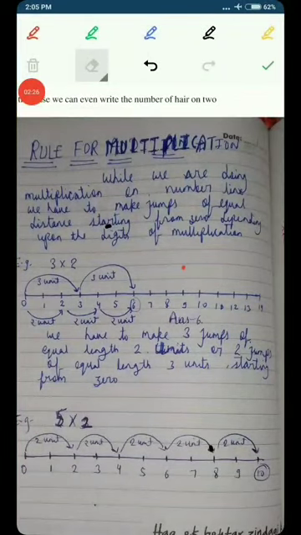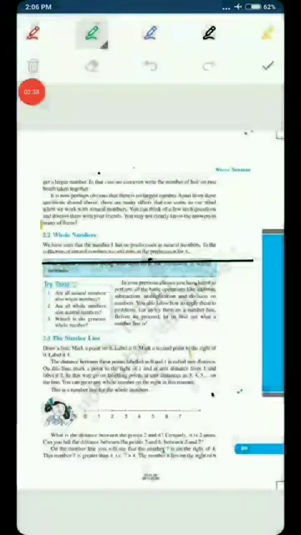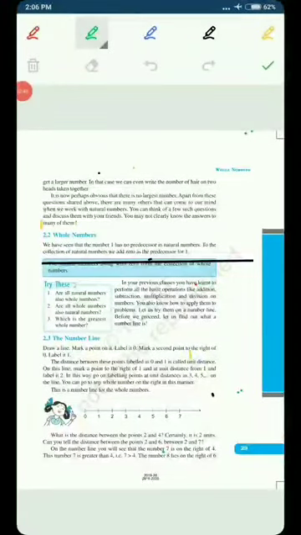So that's how we do addition on the number line, subtraction on the number line, and multiplication on the number line. After learning all these things, one important point I would like to tell you: whenever you have a number line, there is a specific rule for it. Suppose you have a number on a number line, 3 is on a number line. So what is the rule?